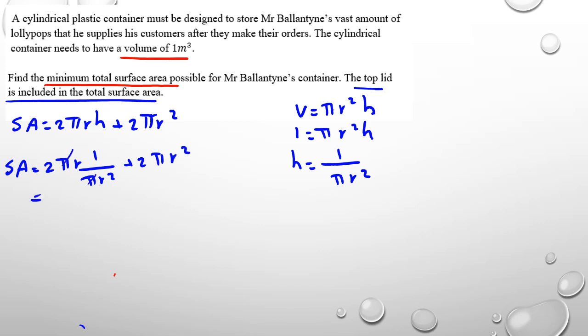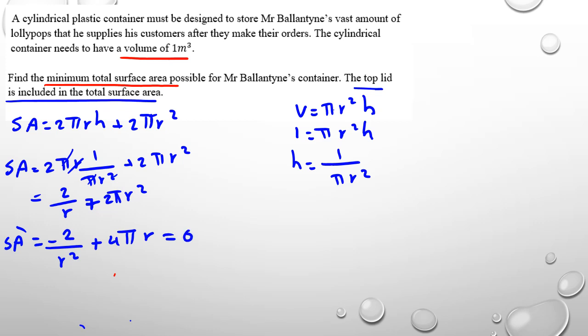Now simplify, and then I got 2 over r, plus 2 pi r squared. Now I can differentiate. So to differentiate that, remember the r is in the denominator, so I need to move it to the numerator. That becomes r to the power of -1. Then that gives me -2 over r squared plus 4 pi r. Make it equal to 0 because I want to find the minimum, so I need to find the turning points. Solve that equation.